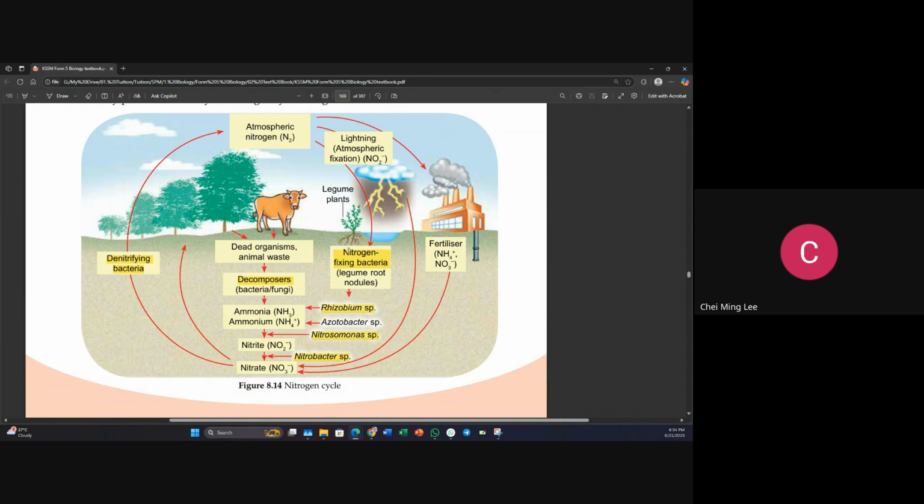With the nitrogen fixing bacteria located at the legume root nodules, the legume plants are normally those plants whose fruit are at the root, like your peanuts, maybe your potatoes, sweet potatoes, and ginger. All of these. Carrot, yes, consider as well. So those nitrogen fixing bacteria are like Rhizobium or Azotobacter.